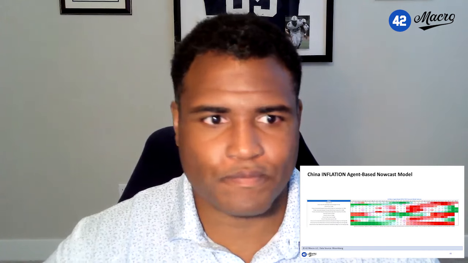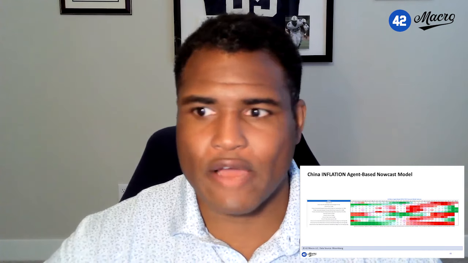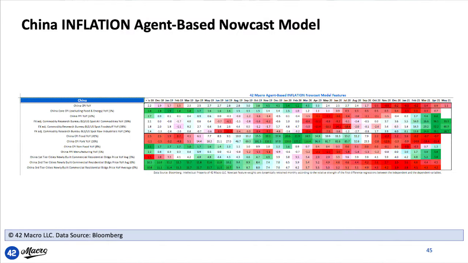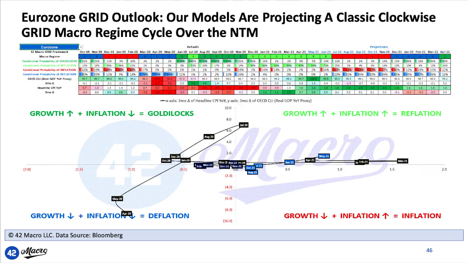On slide 45, just highlighting our China nowcast model. You're still seeing inflation accelerate on a trend basis across many of the features, but again, April is the peak. That gives me confidence that once you get into June, July, and July in particular, that's when you're going to start to see the inflection. From there, it's likely to be back and forth between deflation and inflation from a China grid outlook perspective.